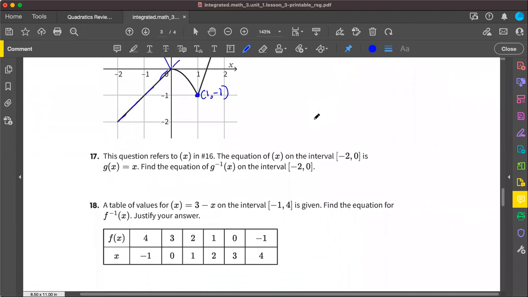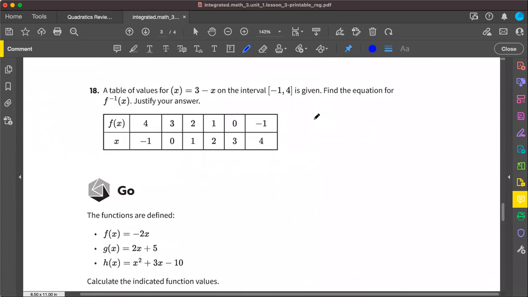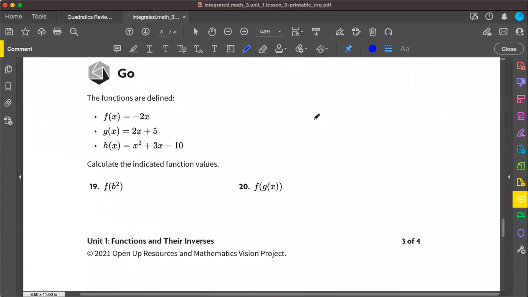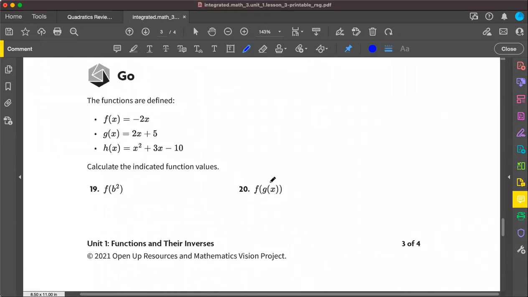17, I'll leave for you. 18, I'll leave for you. We'll look at the go. We've seen these problems a bunch. Maybe this one you need to see a little bit.